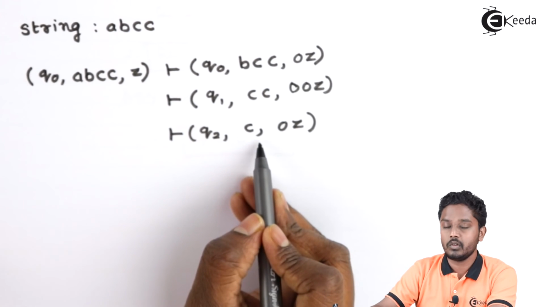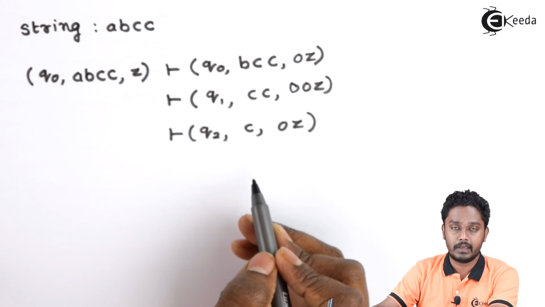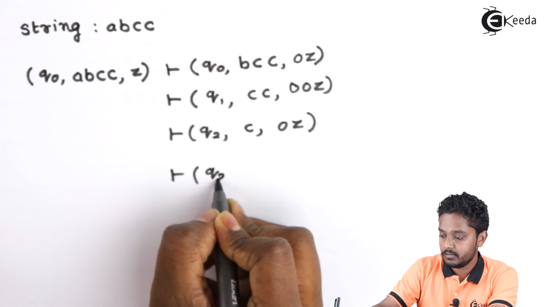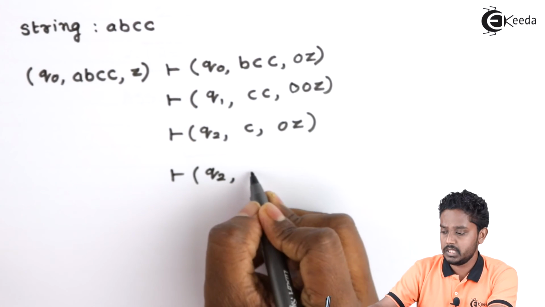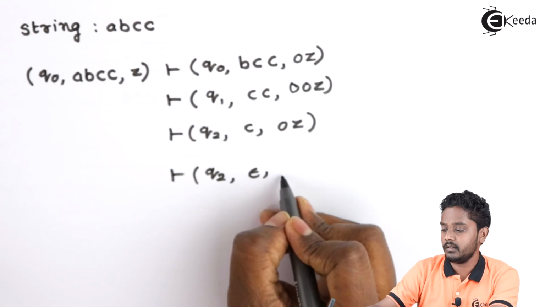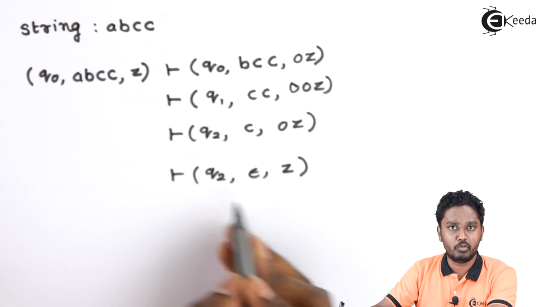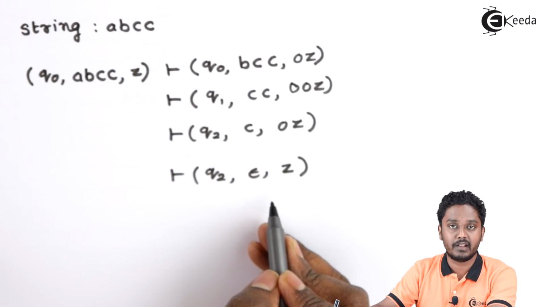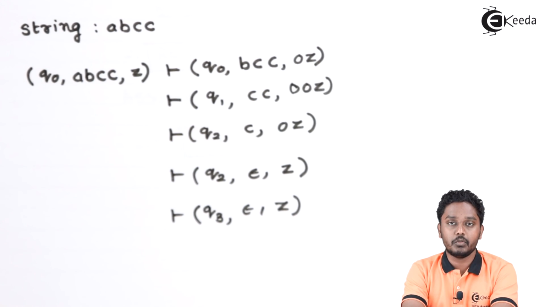From Q2, on C with 0 at the top of the stack, you have to remove 0 and stay back in Q2. Input left would be empty, the null string, that is epsilon. Top of the stack is Z. Now from Q2, on epsilon with Z as the top of the stack, we will go to the final state Q3. You can see that we are achieving the final state Q3 and hence the string is accepted.